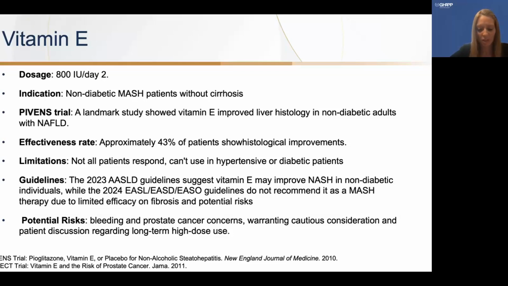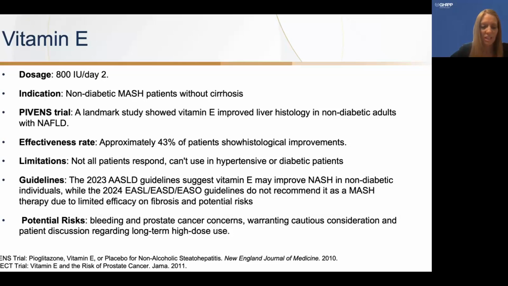Approximately 43% of patients showed histological improvements, and this included hepatic steatosis reduction and reduction in lobular inflammation. But there were some limitations to this trial. Certainly not all patients responded, only about half or less than half showed improvement, and it cannot be used in hypertensive or diabetic patients because this may increase the risk of heart failure. There are also some risks with bleeding, which we'll discuss in a moment.